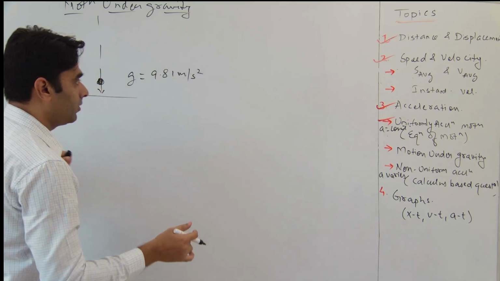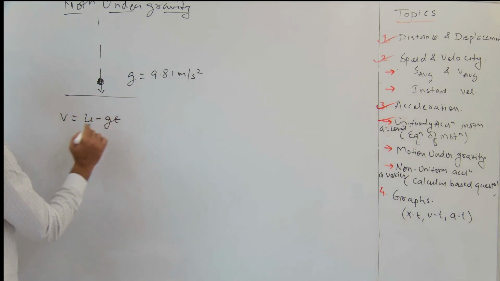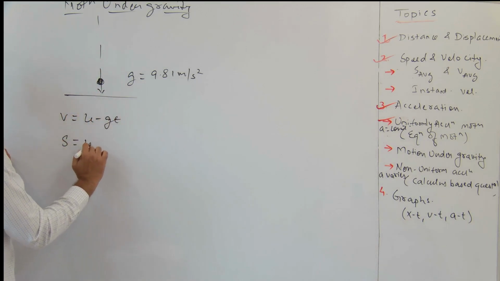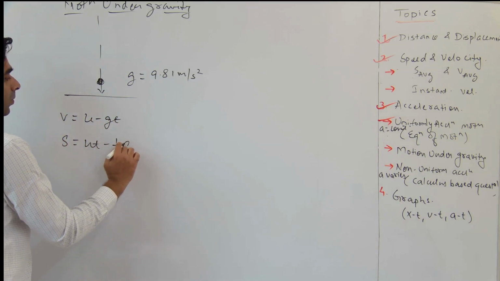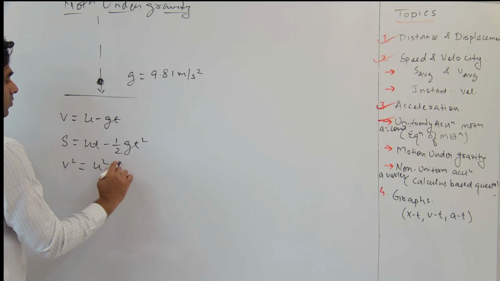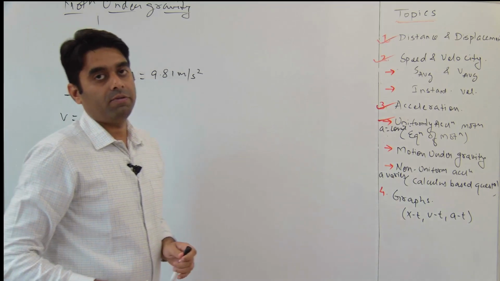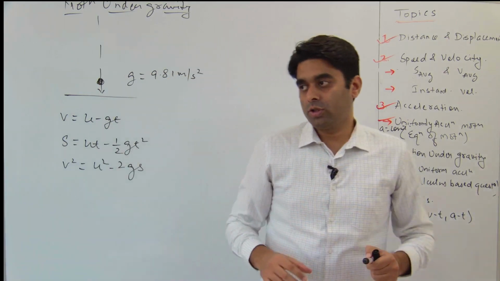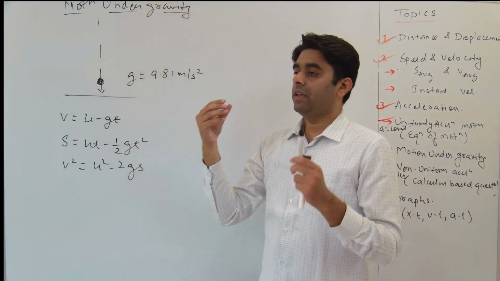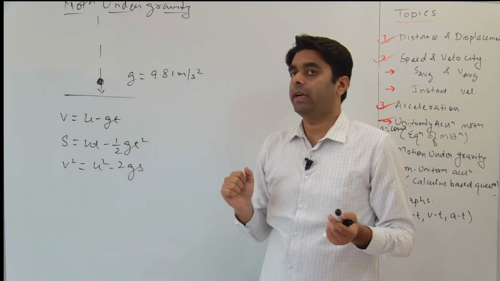What all our equations of motion are? That is v equals u minus gt, s equals ut minus half gt square, v square equals u square minus 2gs, right? All these equations of motion that we have seen can be used in motion under gravity, where acceleration is constant. It is 10 in downward direction, right?